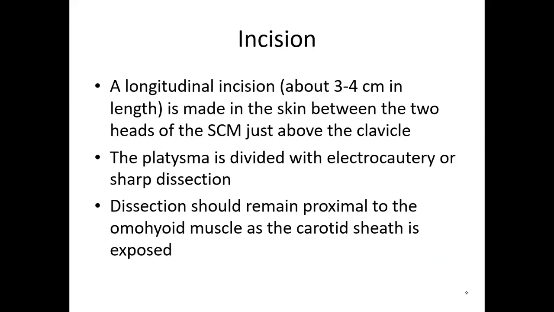And here's just a depiction of what it looks like. You can see the triangle that I'm talking about, the sternal head, the clavicular head of the SCM, and the clavicle being the base. And then right in the center of that triangle, you'll find the carotid sheath. You'll notice that the jugular is just a little bit lateral to the common carotid in this position. And that black dotted line there marks out where I'd make my incision.